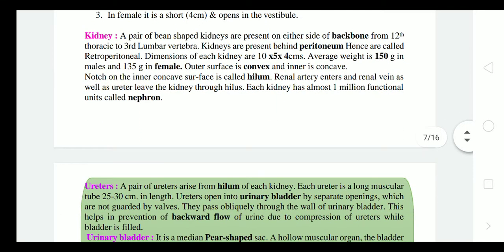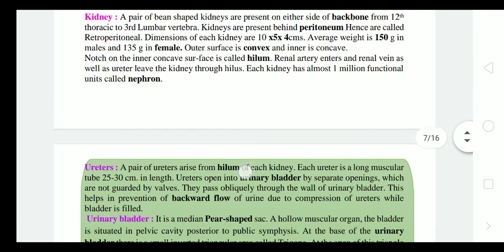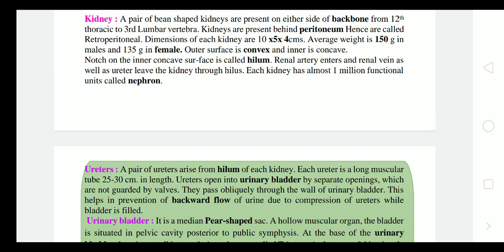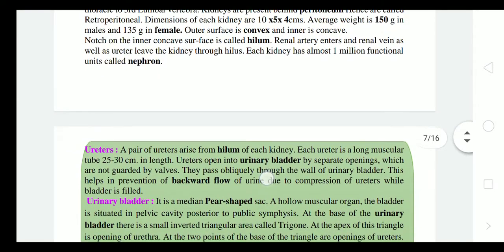Kidney: a pair of bean-shaped kidneys on either side of the backbone from the 12th thoracic to 3rd lumbar vertebra. These are present behind the peritoneum, hence are called retroperitoneal. Dimension is 10 is to 5 is to 4, that means 10 centimeters in height, 5 centimeters in width, and 4 centimeters in thickness. Average weight is 150 gram in males and 135 in females.